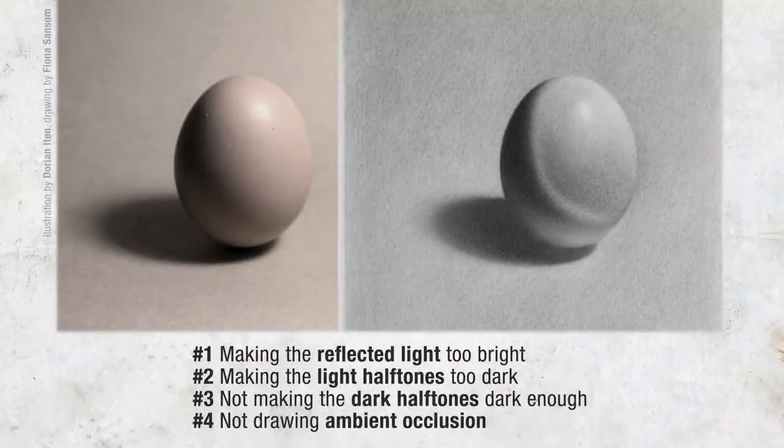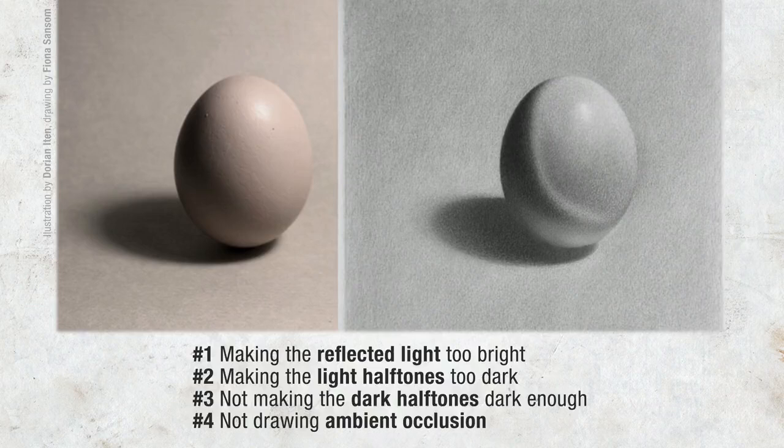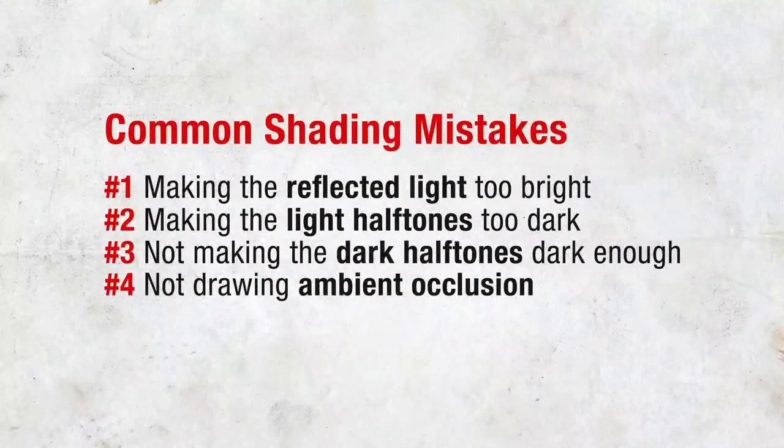Alright, to wrap this up, here's the egg drawing again, completely broken with all 4 mistakes. Let's fix each one. The reflected light is too strong, let's tone it down. The light halftones are too dark, let's fix that. The dark halftones are not dark enough, let's fix that too. And finally, the ambient occlusion shadows are missing, let's add them. Much better. Use this as a checklist. It's going to allow you to add a lot of realism and life to your drawings.